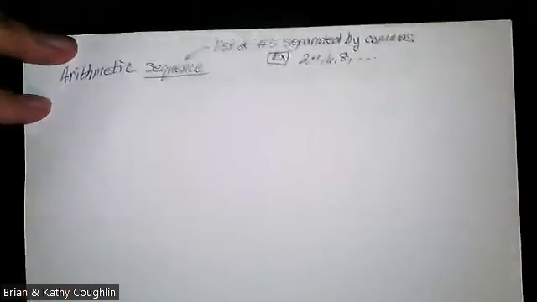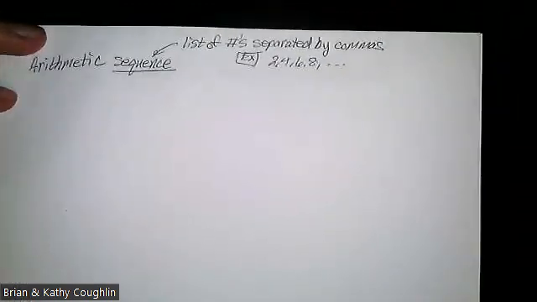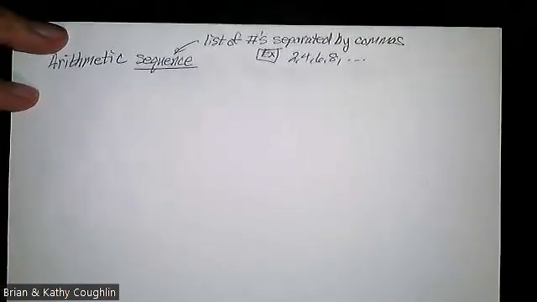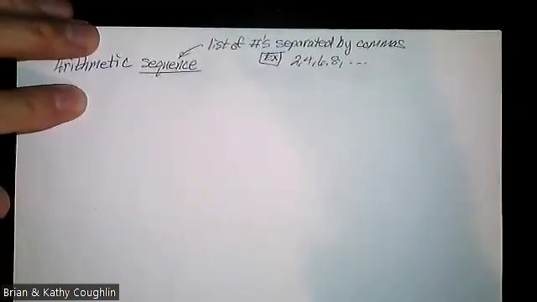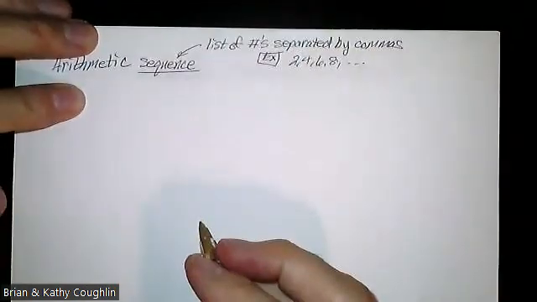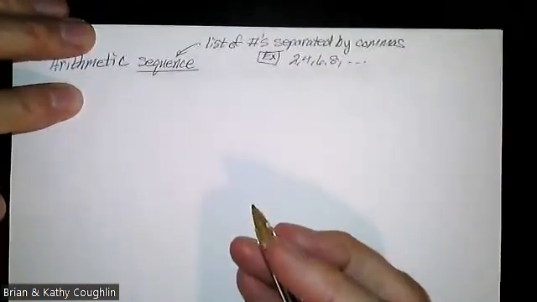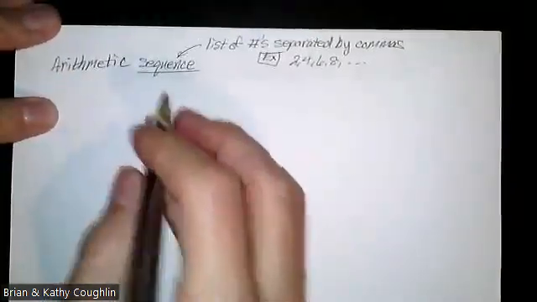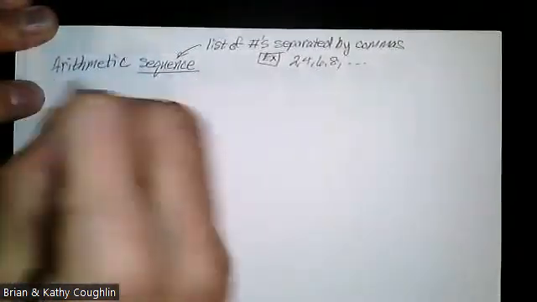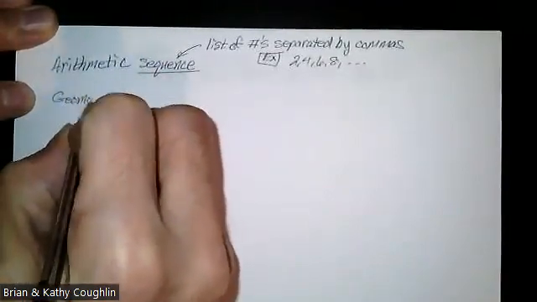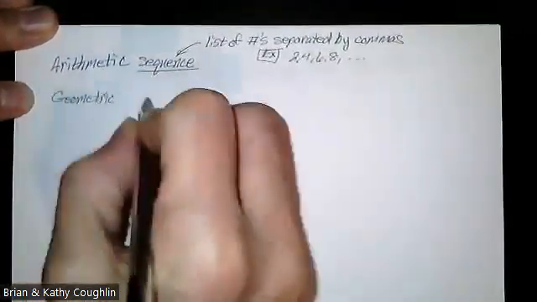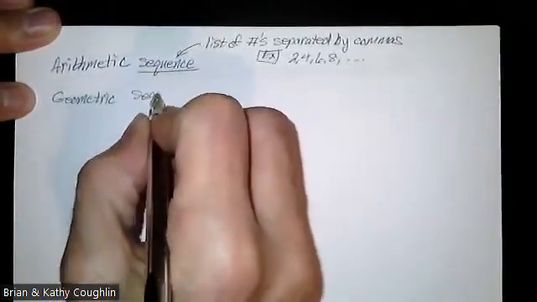It usually follows some sort of pattern. It doesn't absolutely have to, but a sequence can be any list of numbers at all. But the ones that we pay attention to are going to follow some sort of predictable pattern. And there are two main types of sequences: an arithmetic sequence and a geometric sequence.